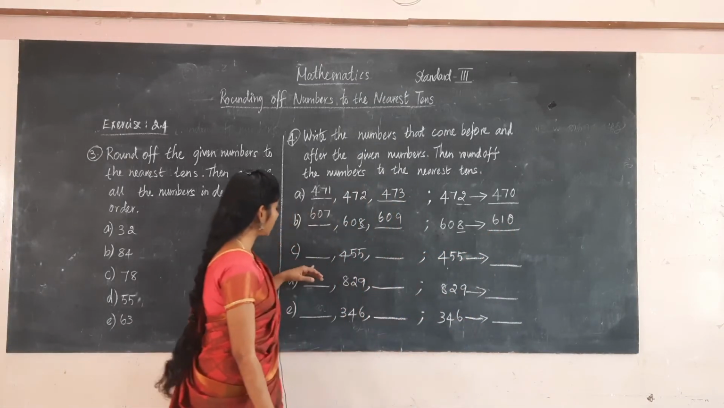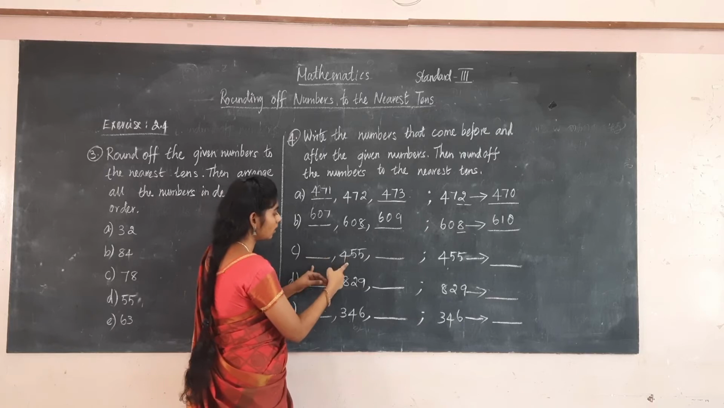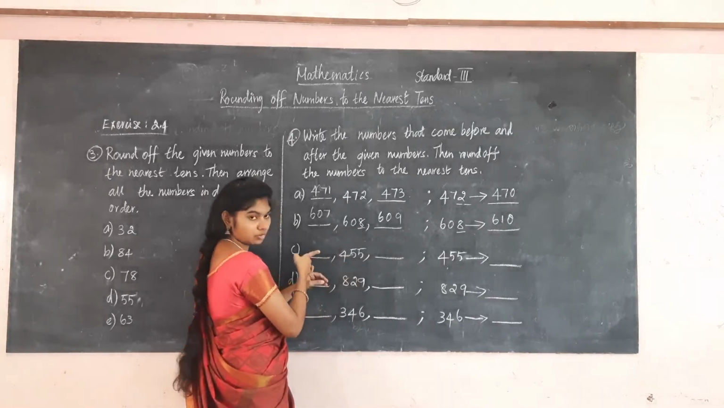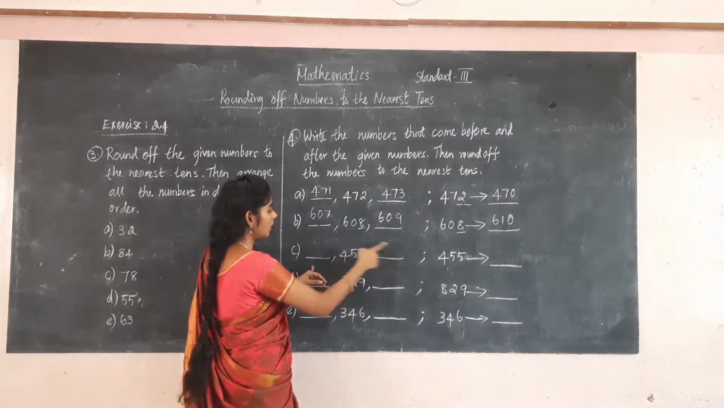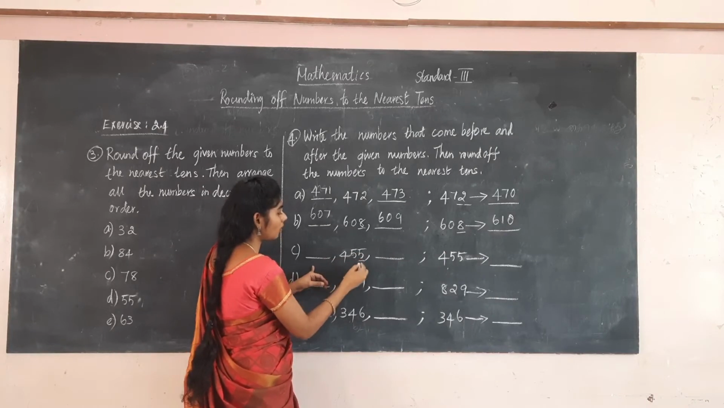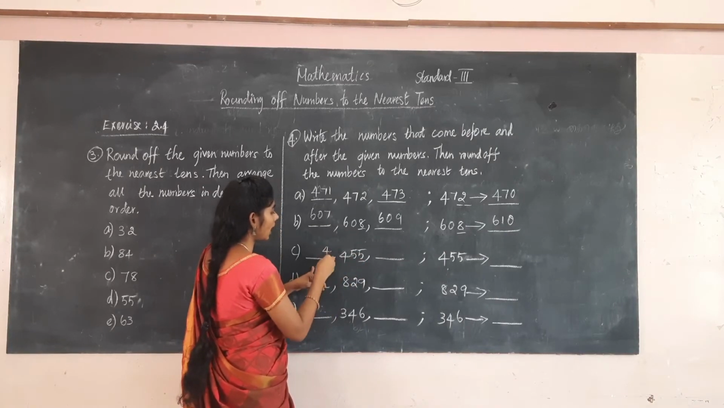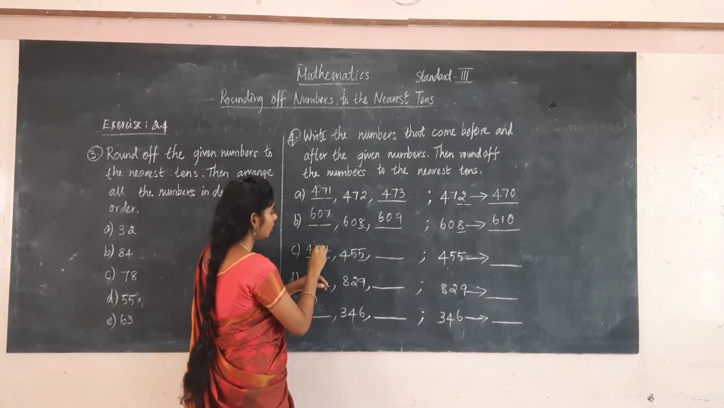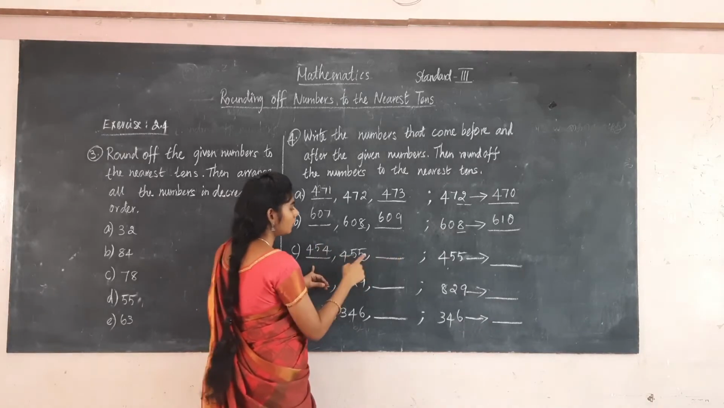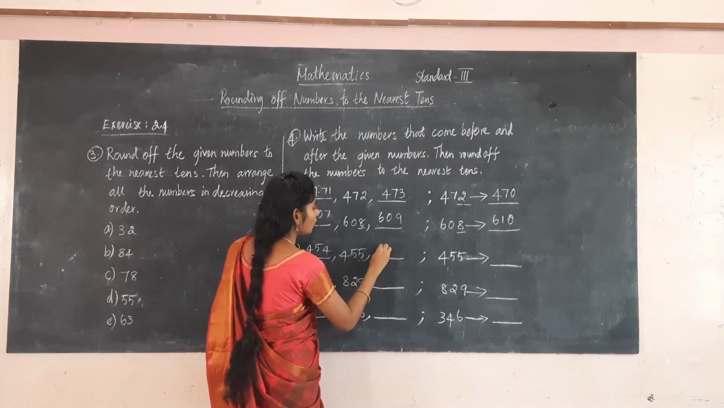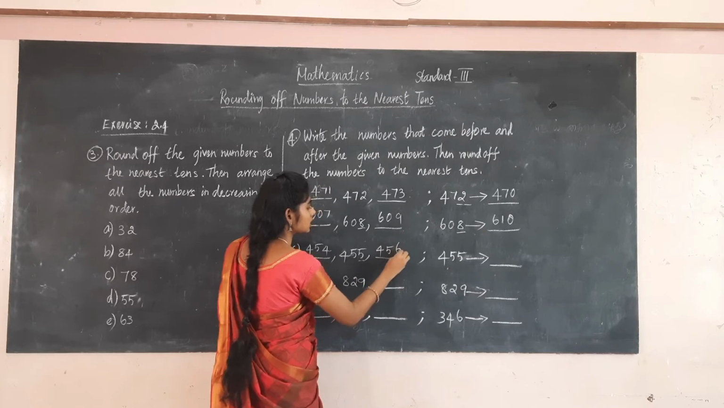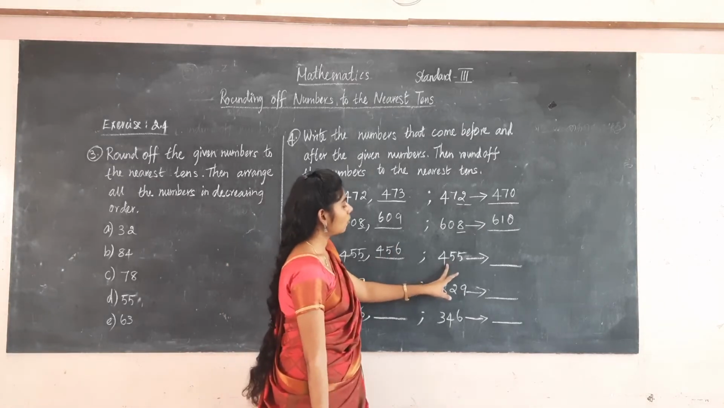So the next sum is 455, that is before term and then after term. So what is the number before 5? It is 4. So the answer will be 454. The after term of 5 is 6. So 456.